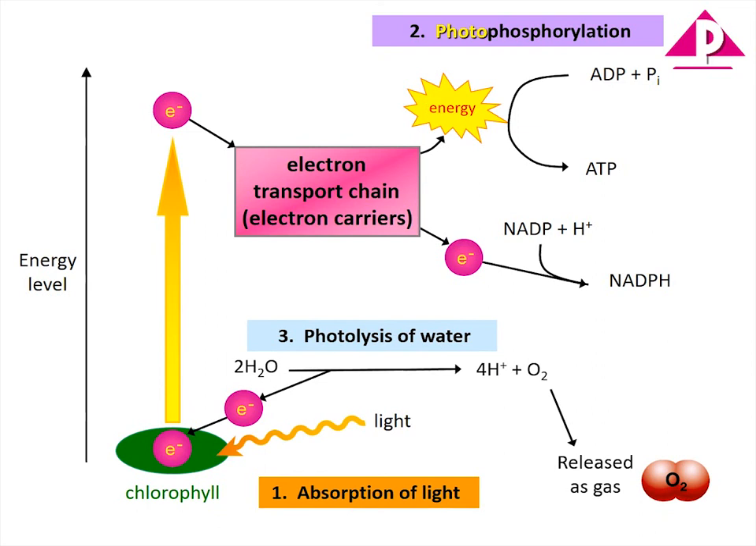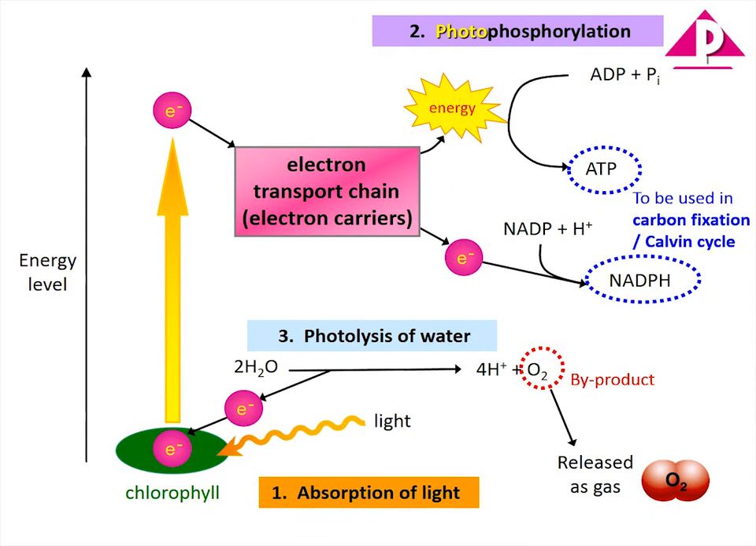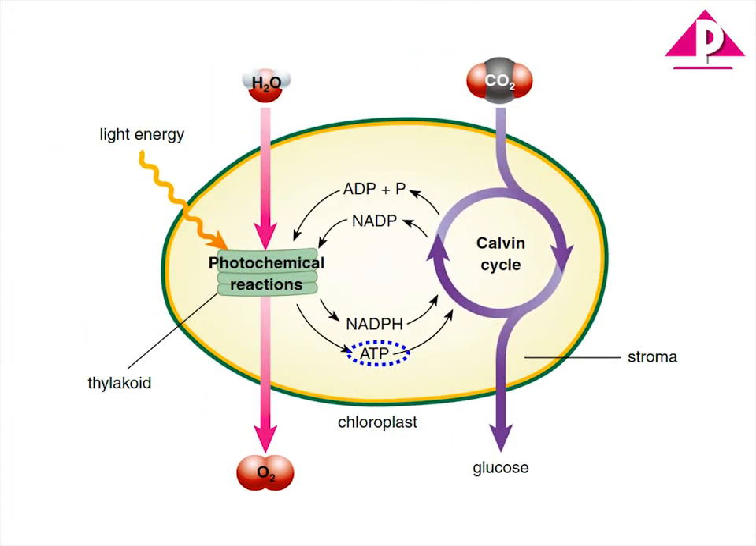To summarize, photochemical reactions generate ATP and NADPH, with the release of oxygen as a byproduct. Both ATP and NADPH will be used in the next stage of photosynthesis, carbon fixation or the Calvin cycle. ATP will provide the energy for the reactions in the Calvin cycle, while NADPH will act as a reducing agent by donating its hydrogen.